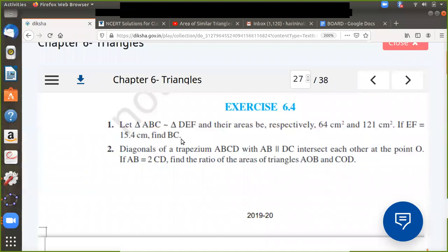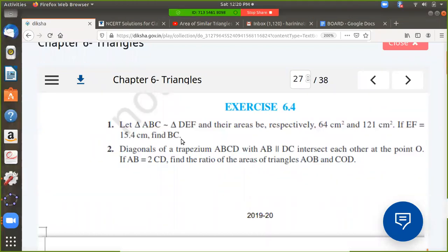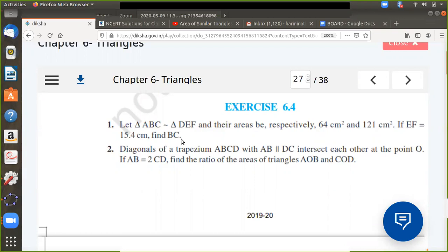So draw ABC, DEF, two triangles. They are already given to be similar. So they will be having proportional sides. And their areas is already given to you. So using the theorem we just learned now, that is, the ratio of the areas of two similar triangles is equal to the squares of the ratios of their corresponding sides.